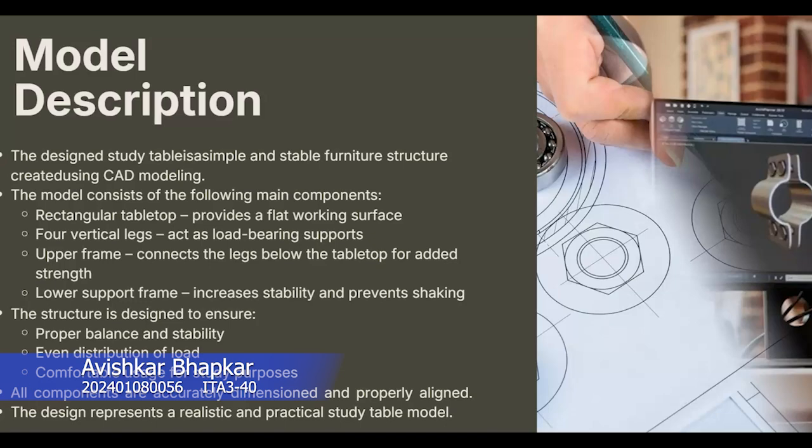An upper frame which connects all the legs just below the tabletop and increases structural strength. Fourth and the last, a lower support frame which enhances stability and prevents shaking or wobbling of the table. The structure is carefully designed to ensure proper balance and stability, uniform load distribution across all the legs, and comfortable and practical use for study and work purposes.